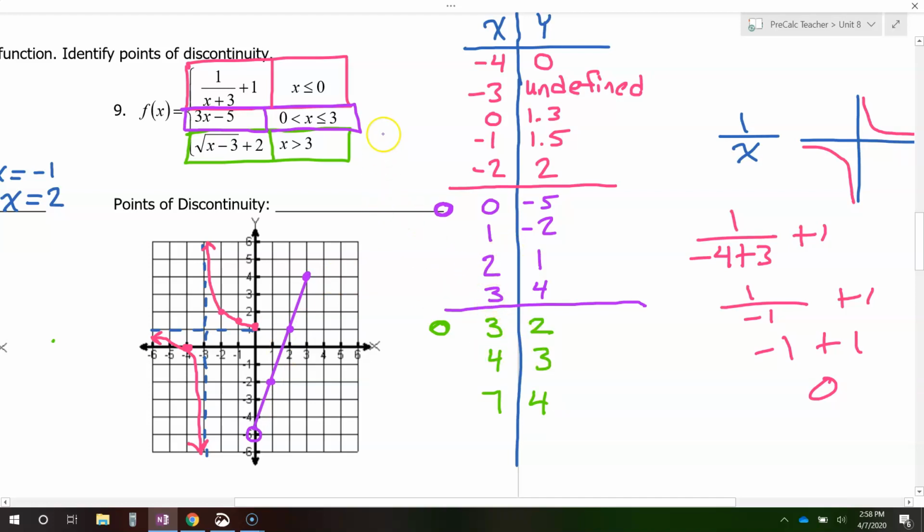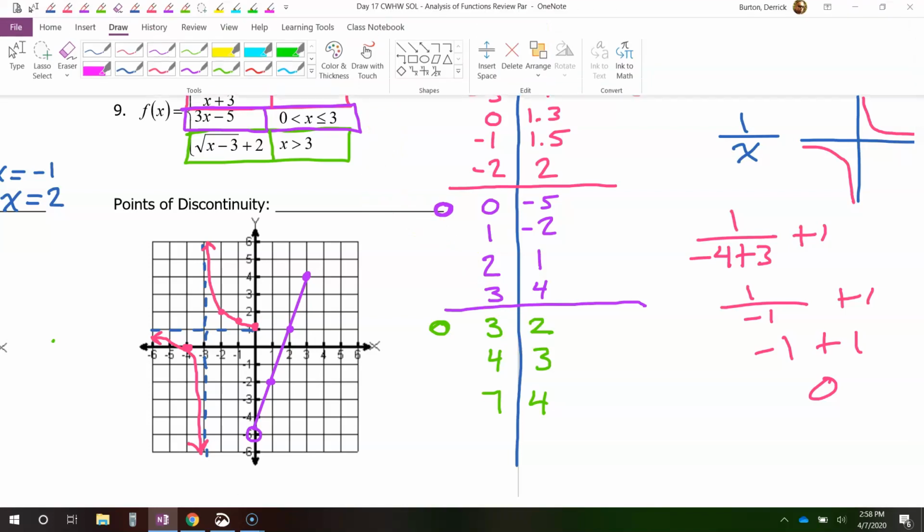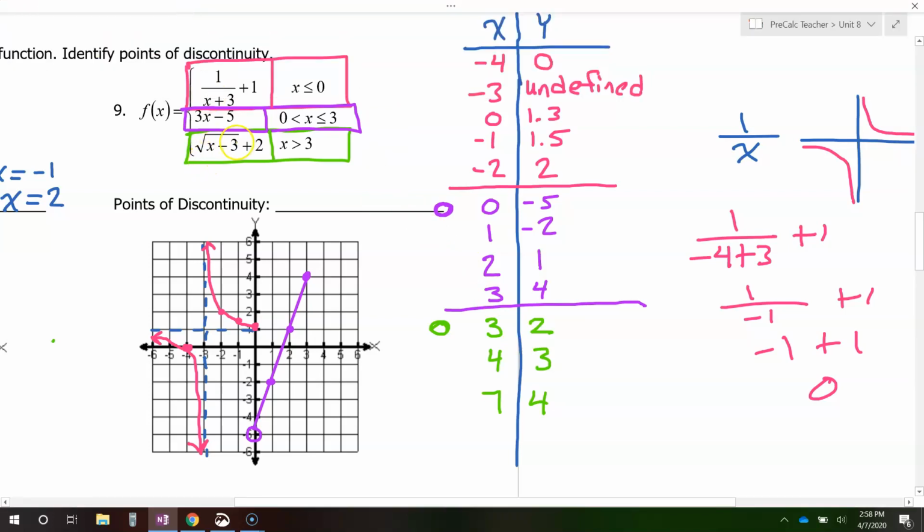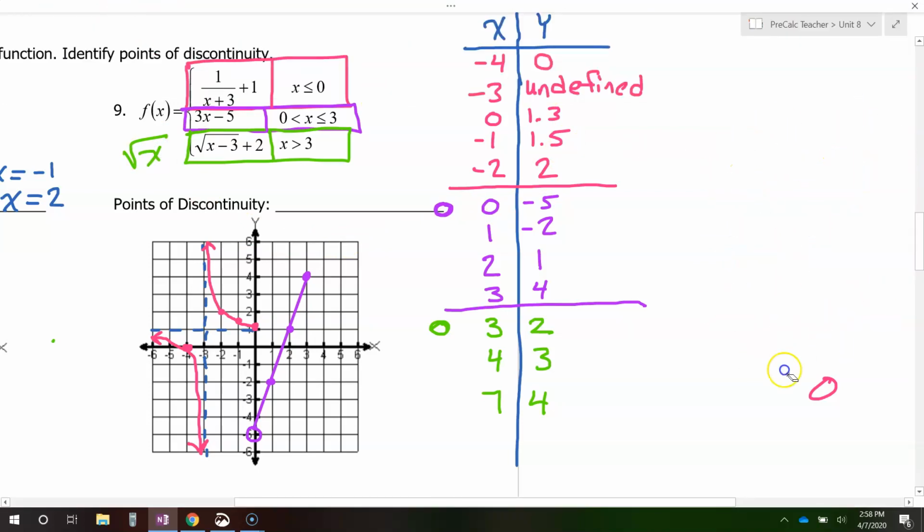All right, and now we'll do the green part. So remember, this is a square root function. So the parent function is the square root of x, and we memorized, hopefully a long time ago, that the parent function, square root of x, looks like this. All right, it's sort of half of a sideways parabola. Now, this particular function has been shifted right 3 and up 2.